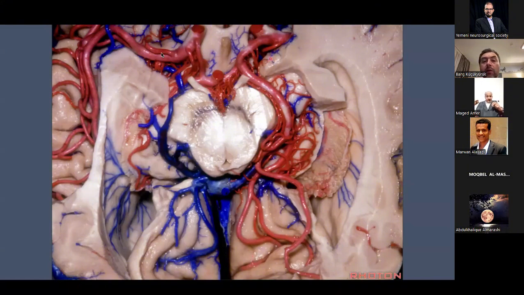We should know it. When we remove the temporal lobe, we should preserve the posterior cerebral artery to preserve the arterial supply of the occipital lobe, and also we should preserve the anterior choroidal artery to preserve the arterial supply of the internal capsule and the basal ganglia.